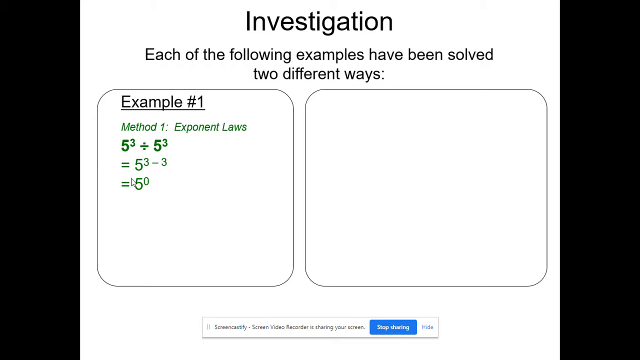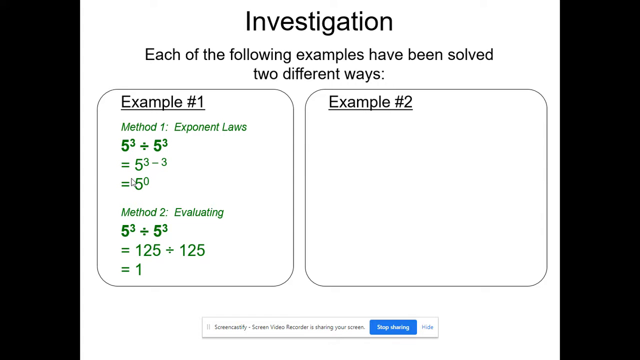I'm going to try the same question, but I'm going to do it a different way. I'm going to try actually evaluating it. So I'm going to work out 5 to the power of 3 and 5 to the power of 3 and then divide them. So I'm going to work out 5 to the power of 3, which is 125. So I get 125 divided by 125. Now, whenever you divide something by itself, the answer is always 1. So 125 divided by 125 is 1.